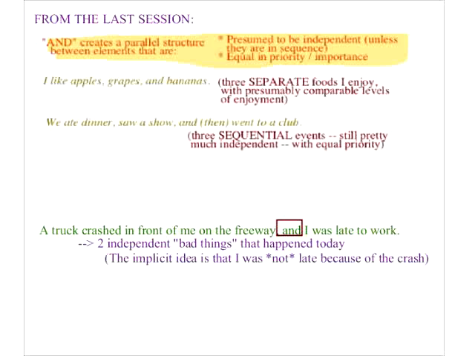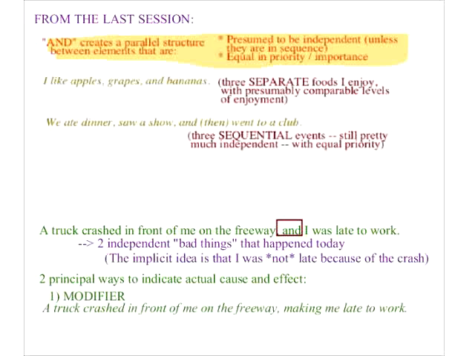So to indicate cause and effect, there's a couple of things you can do, two principal ways to indicate actual cause and effect. The first is to use a modifier. So if you have something like a truck crashed in front of me on the freeway, comma, making me late to work, that works. That's a comma-ing modifier. We also have a study hall session that deals with those at some point.